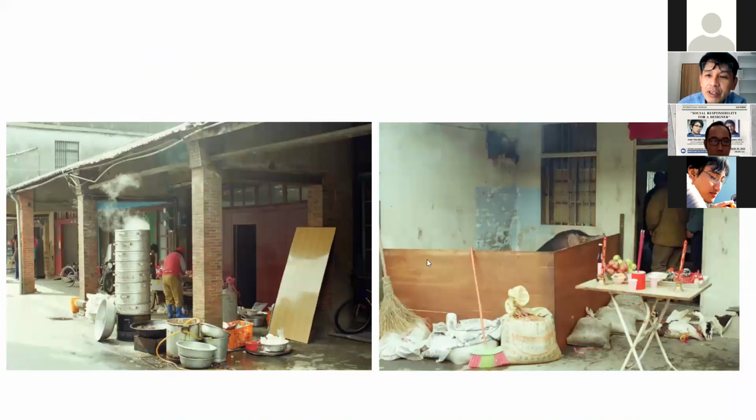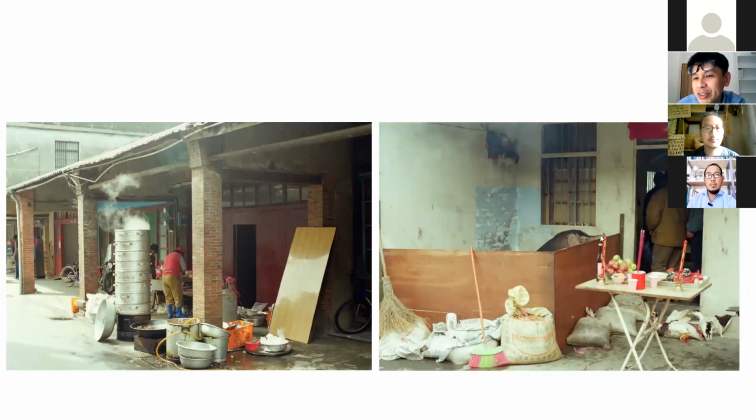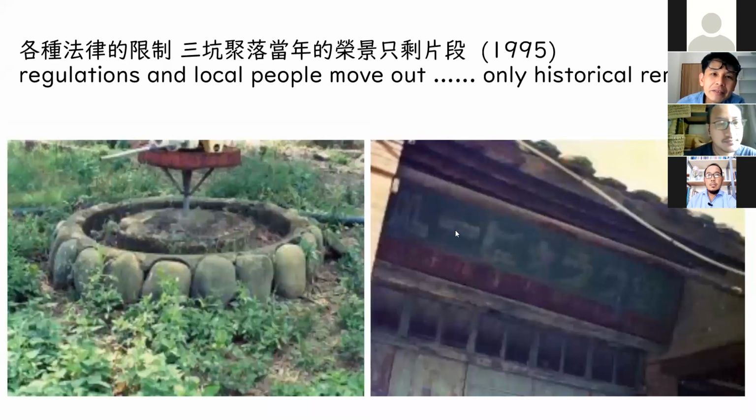The daily life is really interesting. When some people get married, for the ceremony they will cook in front of the old street, and before worshiping, they feed pigs in front of the house. Although the daily living is still interesting in our street, the regulation and the local people keep moving out. The only historical remains now also have great changes because of designers. So I will talk about that later.